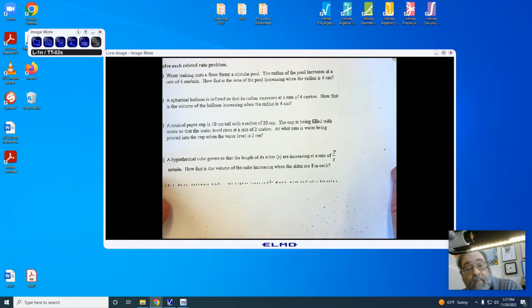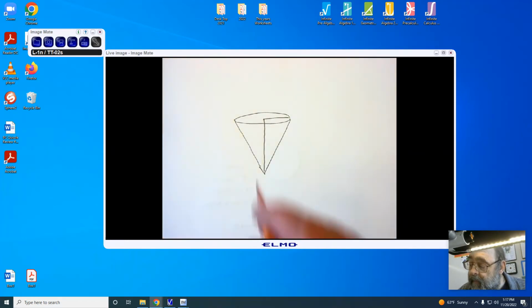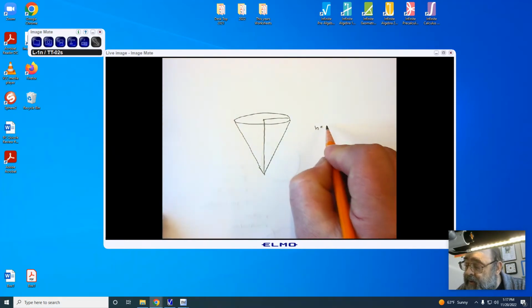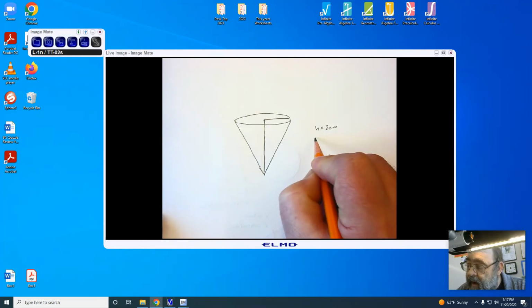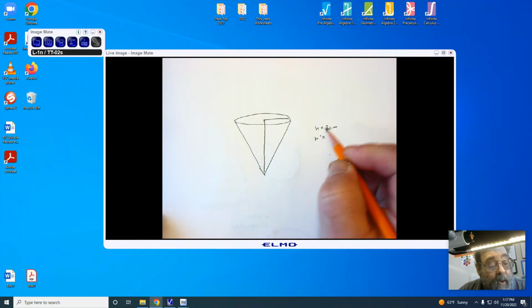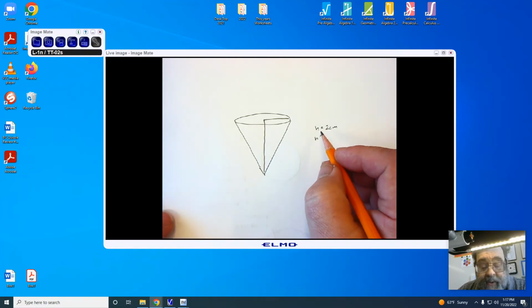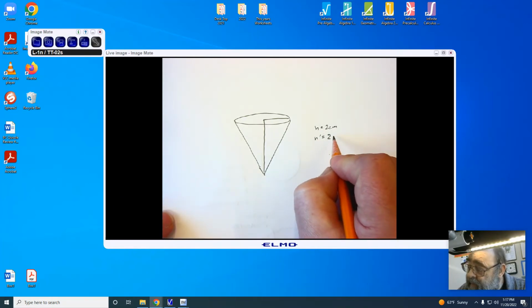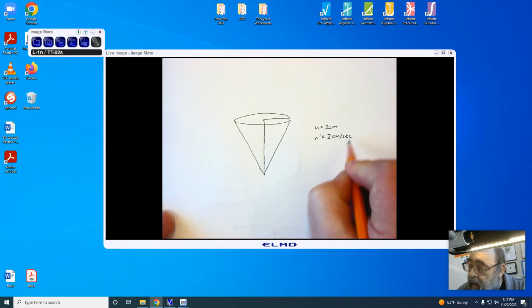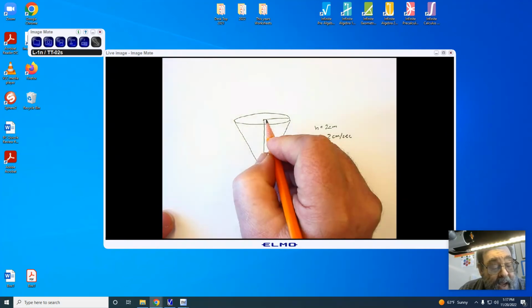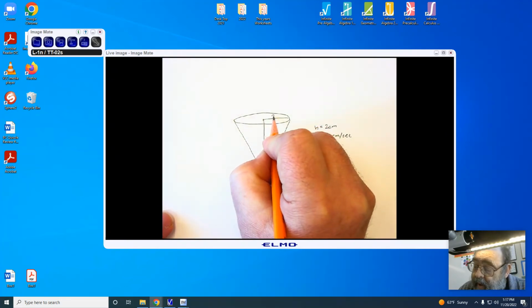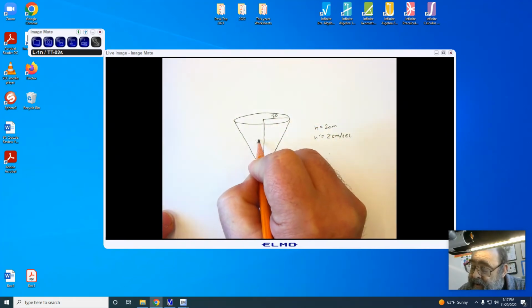This is our volume prime at a level of 2 centimeters. So we're looking at height. So we have a height that is 2 centimeters. We have a height prime. The water level is rising at a rate of 2 centimeters per second. We're looking at a radius that is 20 and a height that is 10.